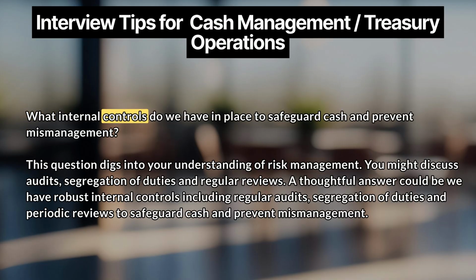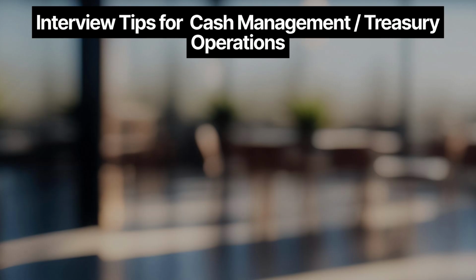What internal controls do we have in place to safeguard cash and prevent mismanagement? This question digs into your understanding of risk management. You might discuss audits, segregation of duties, and regular reviews. A thoughtful answer could be, we have robust internal controls, including regular audits, segregation of duties, and periodic reviews to safeguard cash and prevent mismanagement.